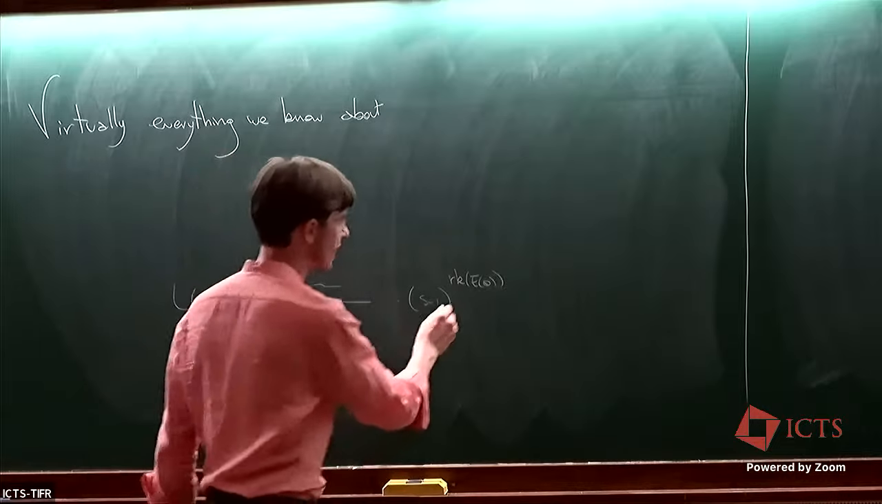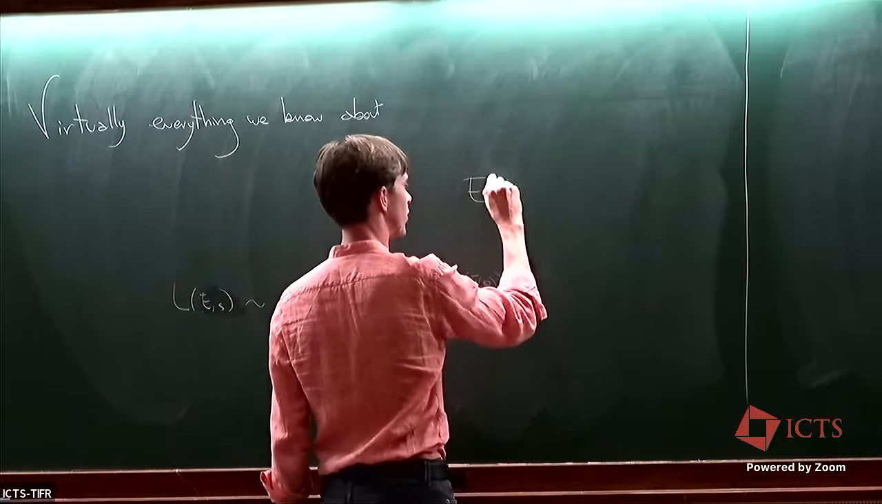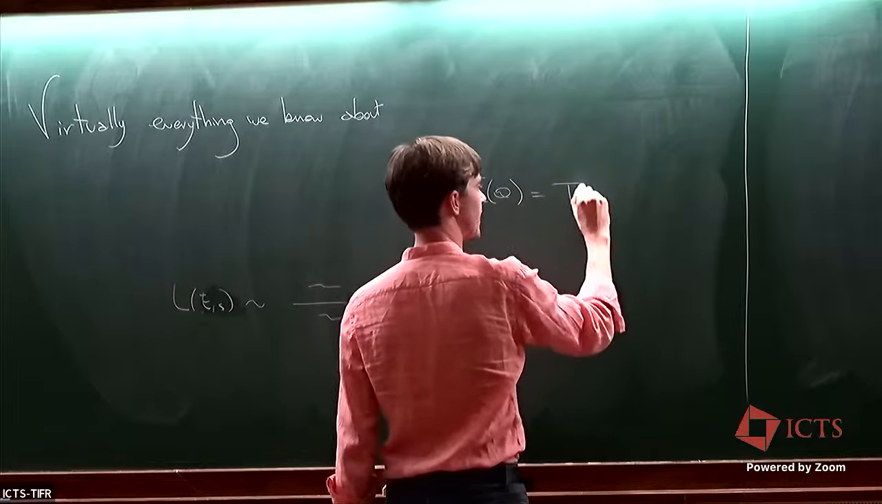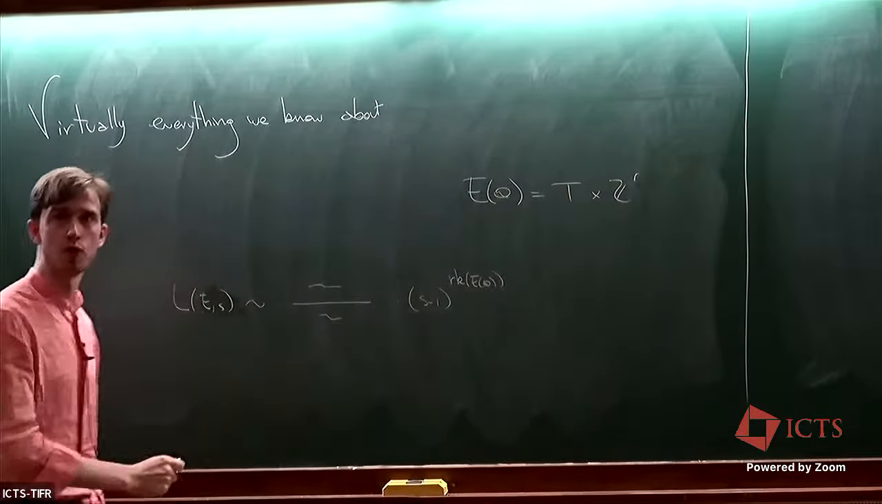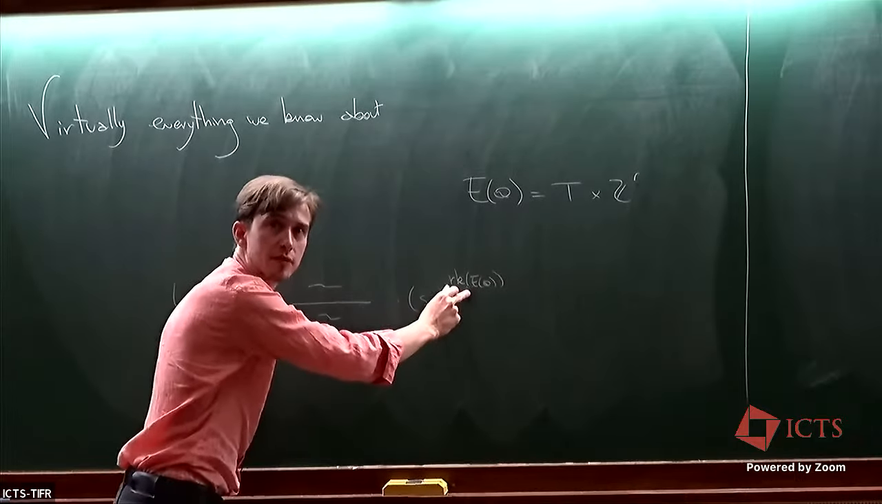Yes, so this is the rank of E(Q), when we write E(Q) as a finite torsion group times Z^r. So this r is what I denoted by rank of E(Q). Absolutely.